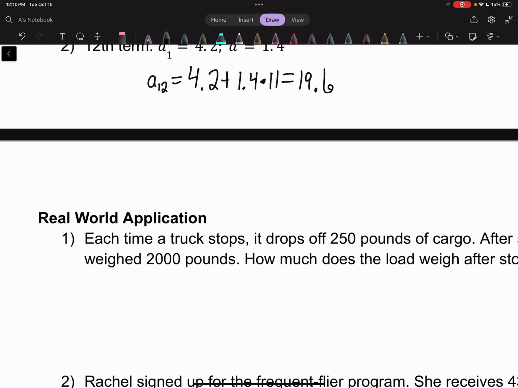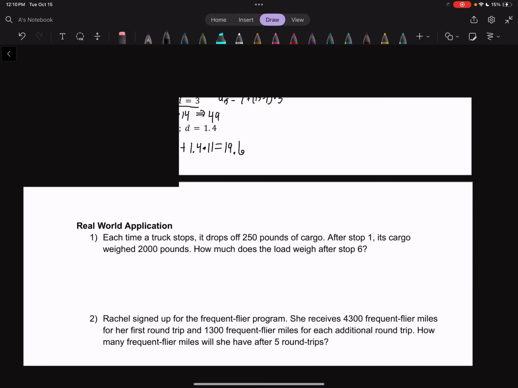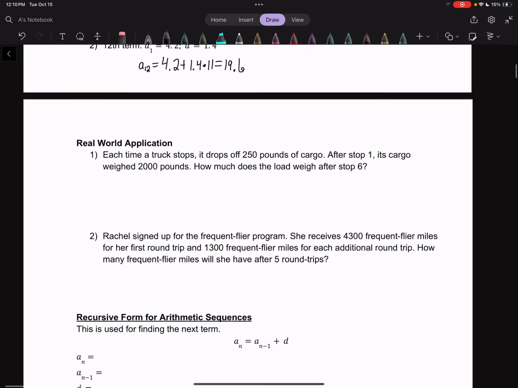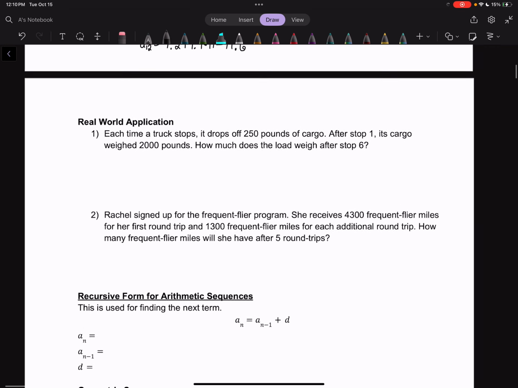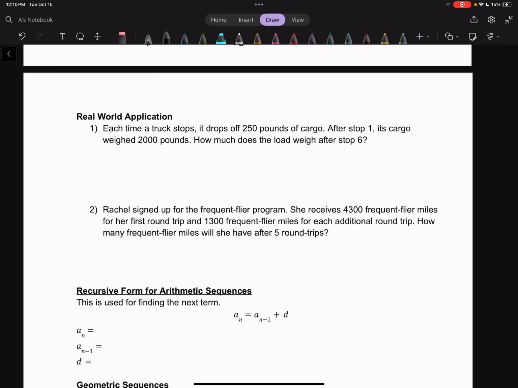Before I do the applications, I want you to look at it and see if you can figure out how to set up the problem using this equation up here, and if you can find the answer. Okay, let's look at it. Each time a truck stops, it drops off 250 pounds of cargo. After one stop, its cargo weighed 2,000 pounds. How much does the load weigh after stop 6?